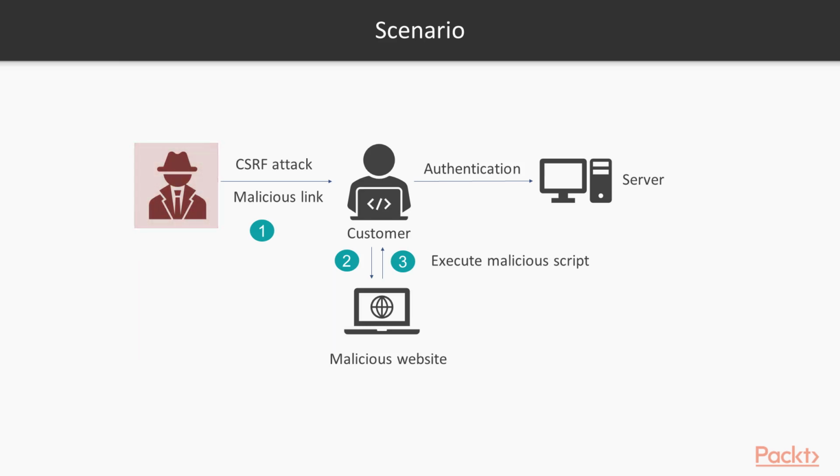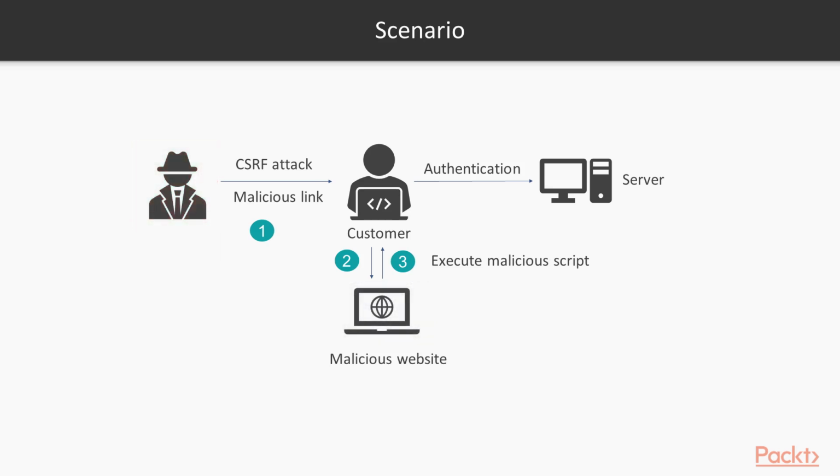Now what the attacker will do, in the first step you can see the attacker is trying to send the malicious link. Now how can the attacker send a malicious link? With the help of mail and various kinds of social engineering techniques. So the attacker has sent a malicious link to the customer. Now the customer has clicked on that link. In the second step, when the customer has clicked, the customer is redirected to the attacker's website or malicious website. When he visits the malicious website, a script automatically executes in the browser of the customer. And with the help of that script, the attacker can perform unwanted actions in the browser. This is the scenario of CSRF, right?